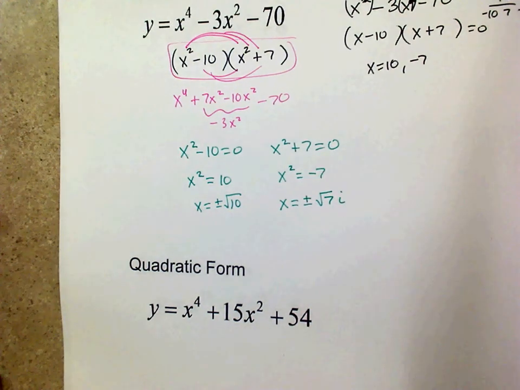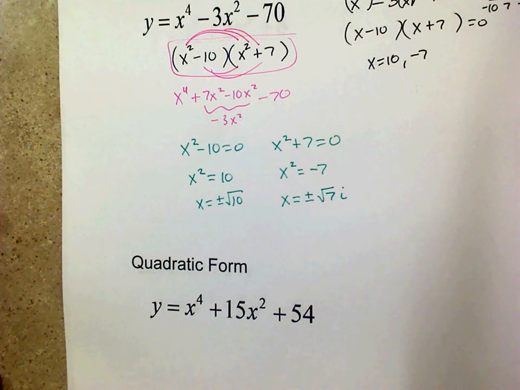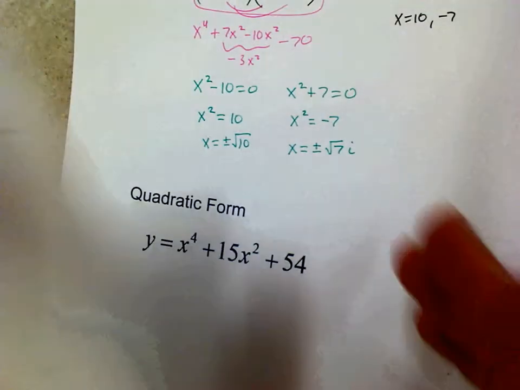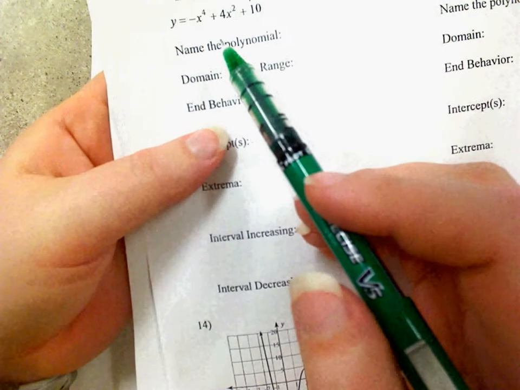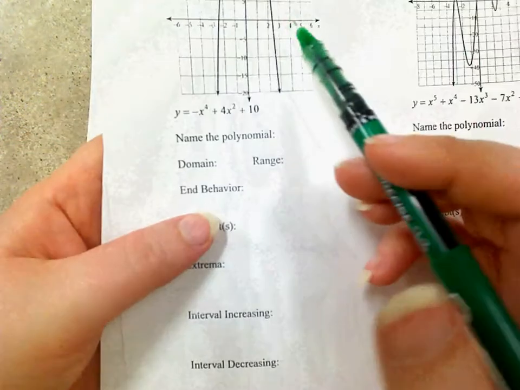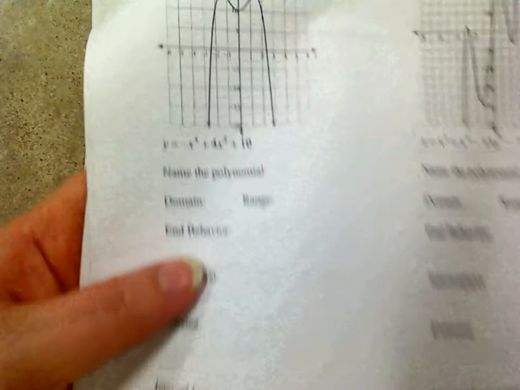On your homework, you had a problem that looked like this. That's a quartic, right? Is that the quadratic form? Yeah, which means two answers were real. They were probably irrational, like square roots of something, and then two answers were imaginary, which is why it only crossed twice. Okay? Okay.